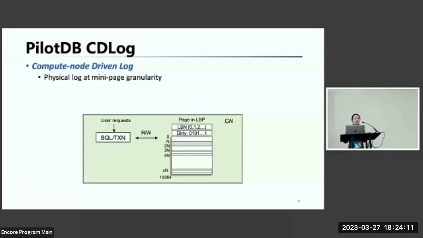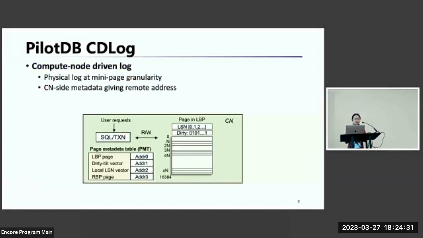First, on the compute side, I'm going to just talk about the CD log design. There are several things to note about it. First of all, to reduce bandwidth usage, we adopt a physical log at mini-page granularity so that we don't have to flush the entire page when we just make a small modification. And then we design the metadata so that the compute node side has almost all the knowledge needed to access data at the PM side. Especially, we have the remote page address. And finally, to make better use of RDMA, we batch our writes.